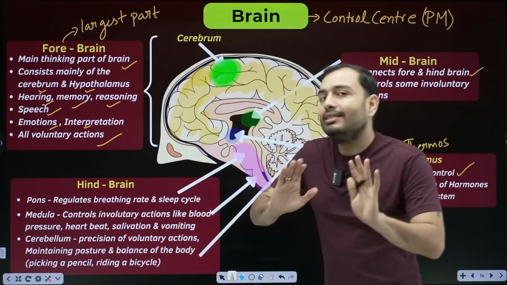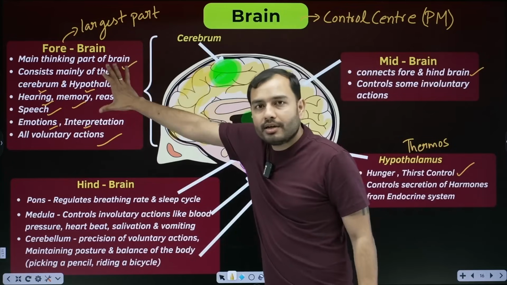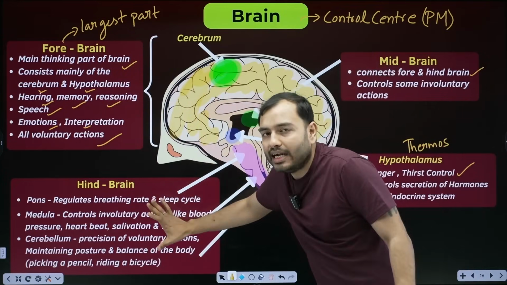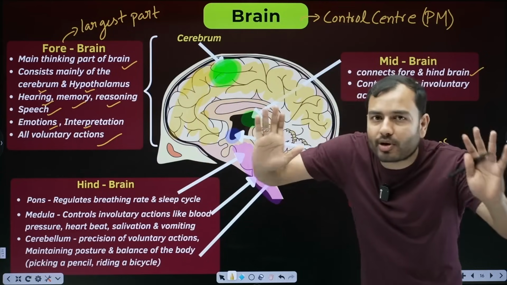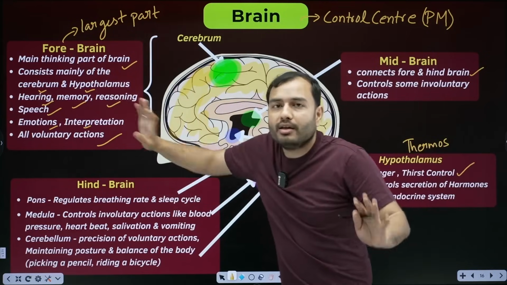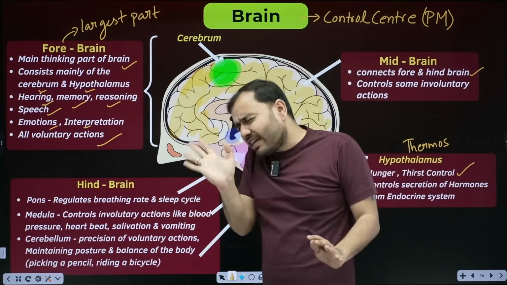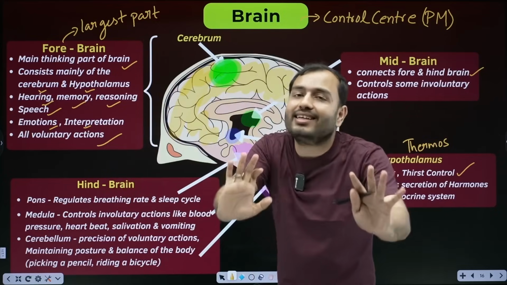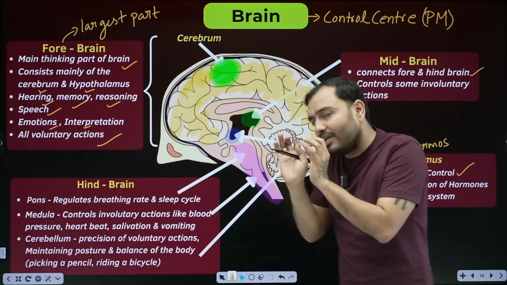Listen carefully. All the voluntary functions will be done by the forebrain. All the involuntary ones which you don't control are done by the hindbrain. The things you control by will, forebrain; the ones you don't control, hindbrain. This is not entirely correct. Whatever I say won't be entirely correct, it's very complex stuff. We are understanding this according to 10th standard. Not entirely correct, but correct for your exam.